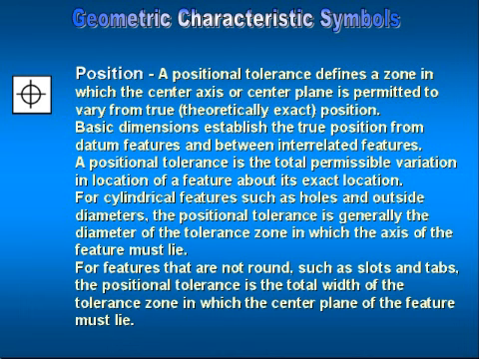For cylindrical features such as holes and outside diameters, the positional tolerance is generally the diameter of the tolerance zone in which the axis of the feature must lie. For features that are not round, such as slots and tabs, the positional tolerance is the total width of the tolerance zone in which the center plane of the feature must lie.